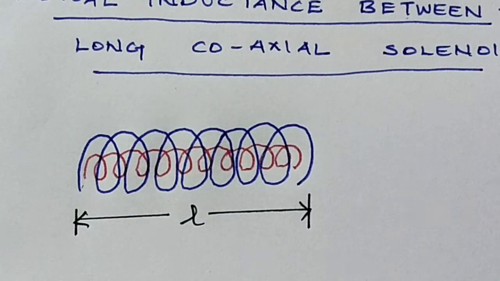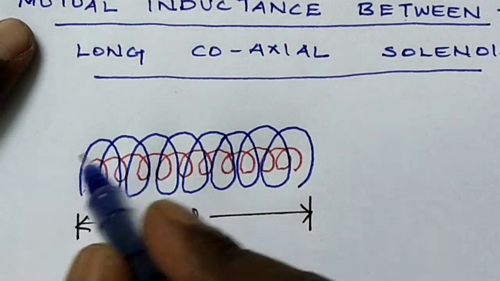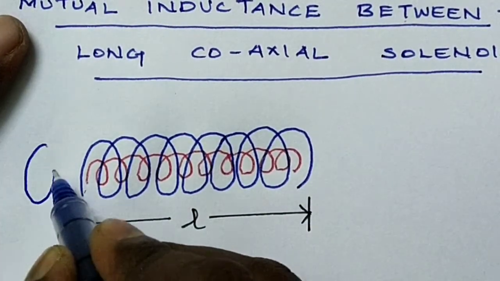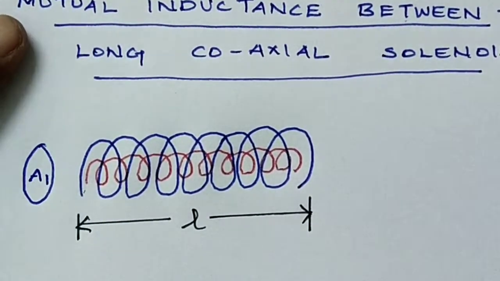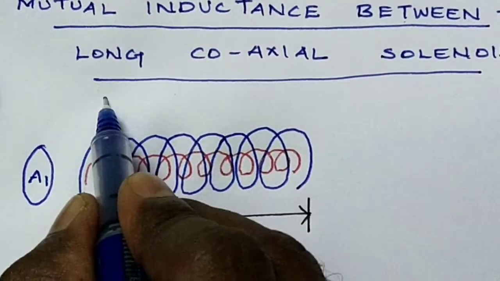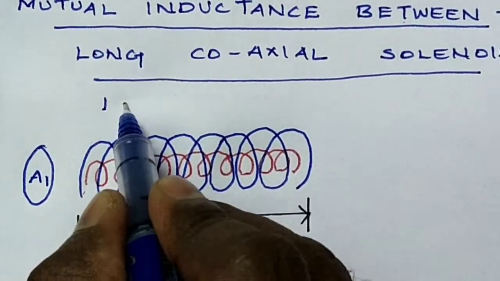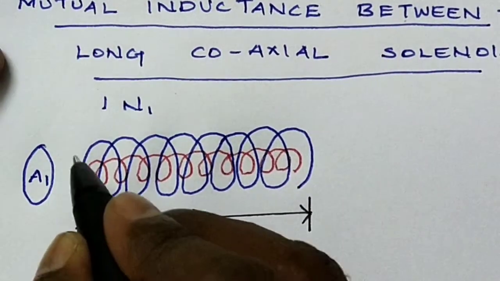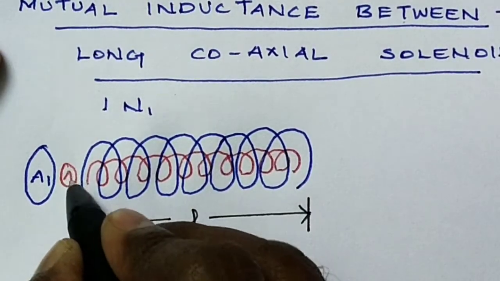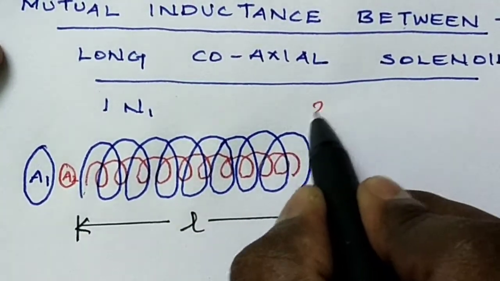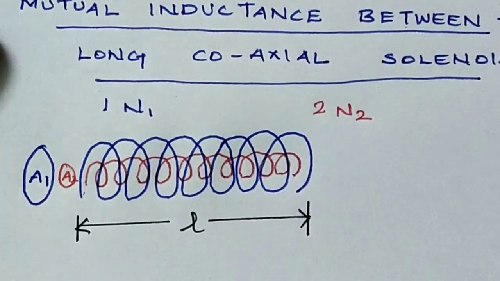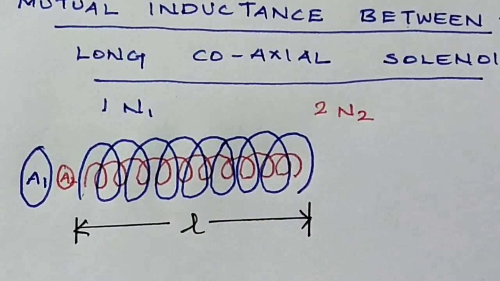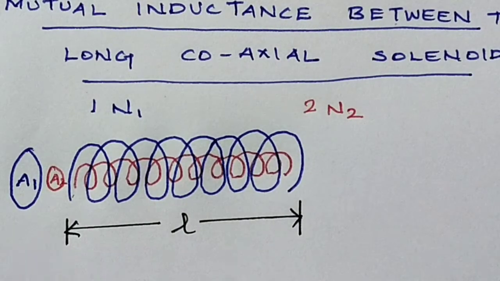Let A1 be the area of the first solenoid, and N1 the number of turns in the first solenoid. Now, for the second solenoid, the area is A2 and the number of turns is N2. Here A1 is greater than A2. The turn density is the variable n1 and n2.